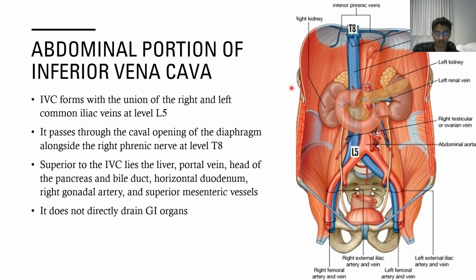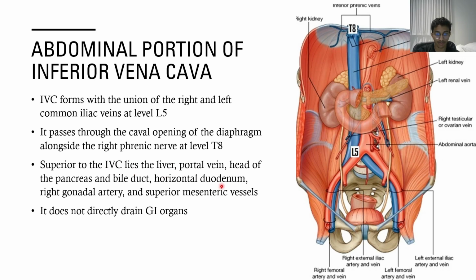So let's talk about the abdominal portion of the inferior vena cava. Now the inferior vena cava forms by the union of the common iliac veins, right and left, at level L5, and it travels up and passes through the opening of the diaphragm at level T8, the caval opening.